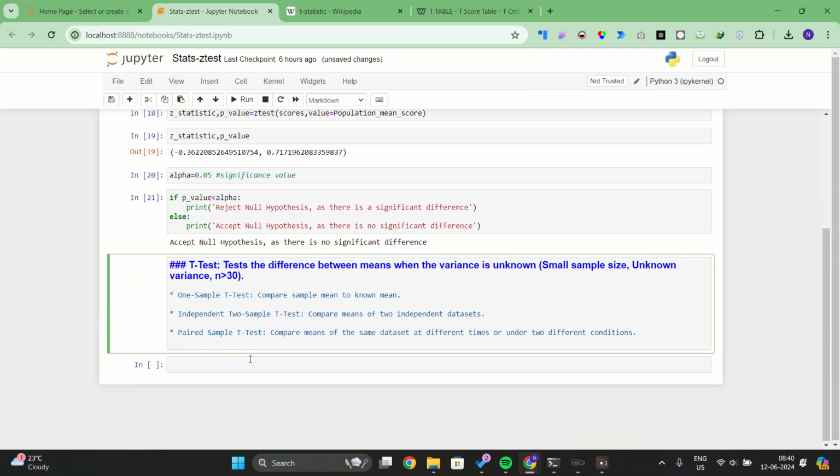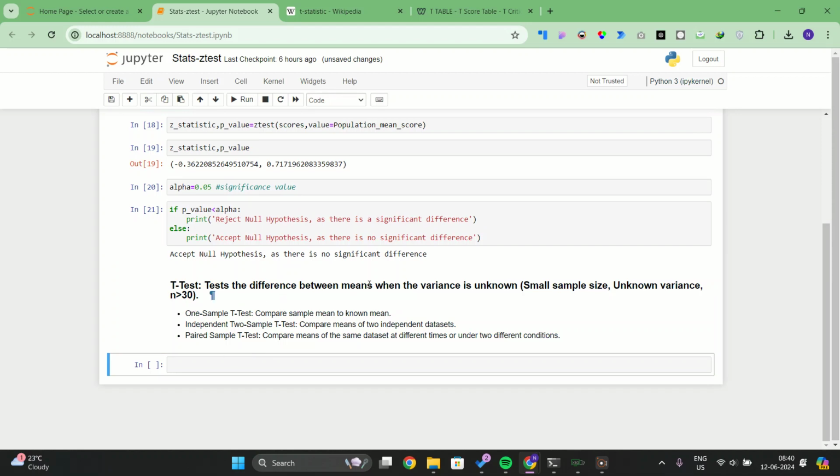In the t-test, there are again three types: one sample t-test, two sample t-test, and paired sample t-test. In a one sample t-test, we compare a sample and its mean to a known mean or an assumed mean. In a two sample t-test, we compare means of two independent samples. In a paired sample t-test, we compare means of the same data set at a different time or under a different condition, two different conditions basically. So let's get into the one sample t-test.